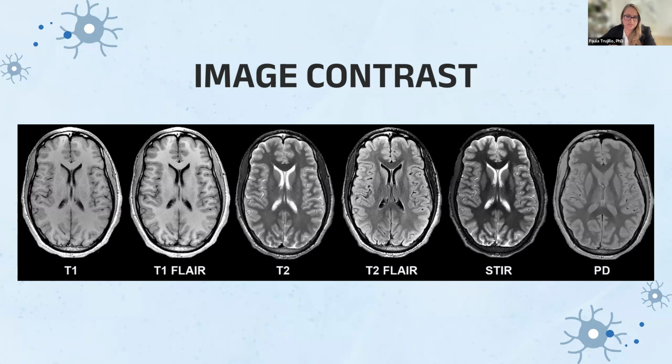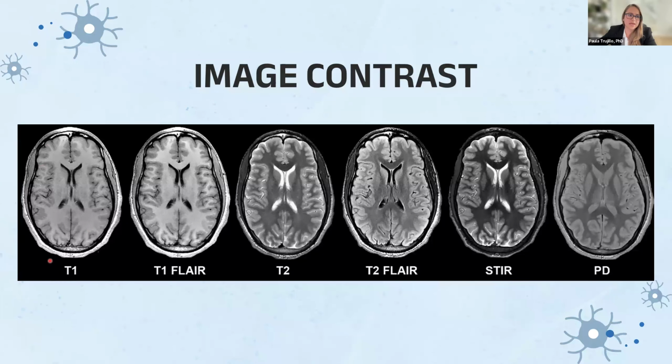These adjustments can affect how water molecules in your body behave, which in turn influences how different tissues appear in the final images. So here we can see some examples of images obtained with the MRI scanner. There are 3 main types of MRI contrast.